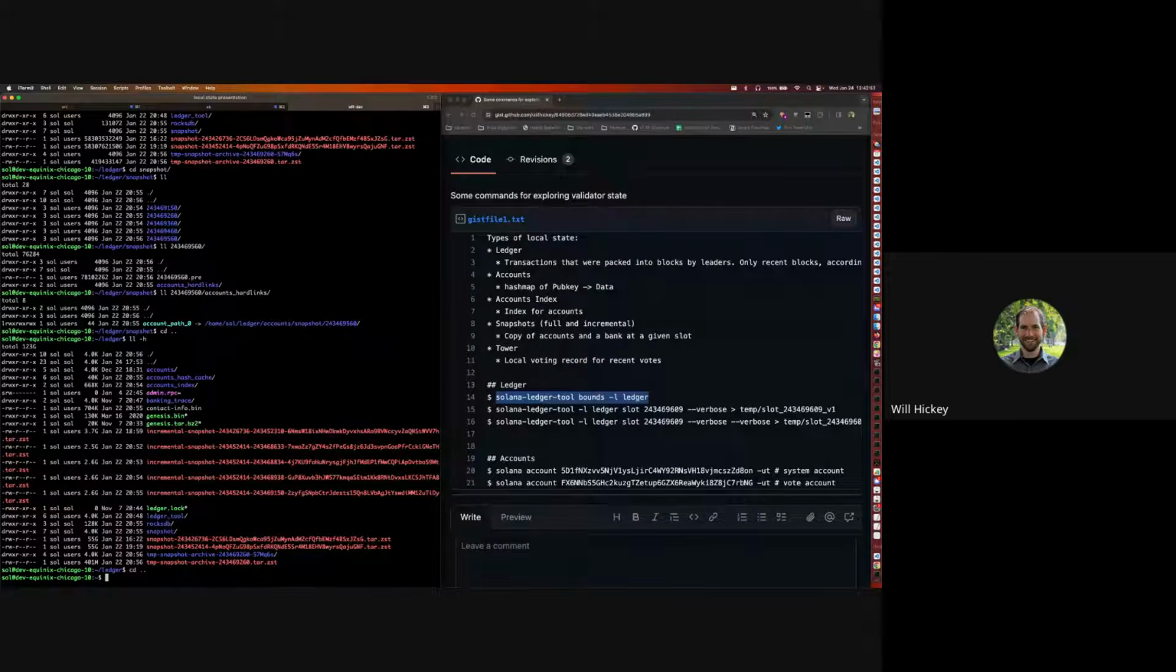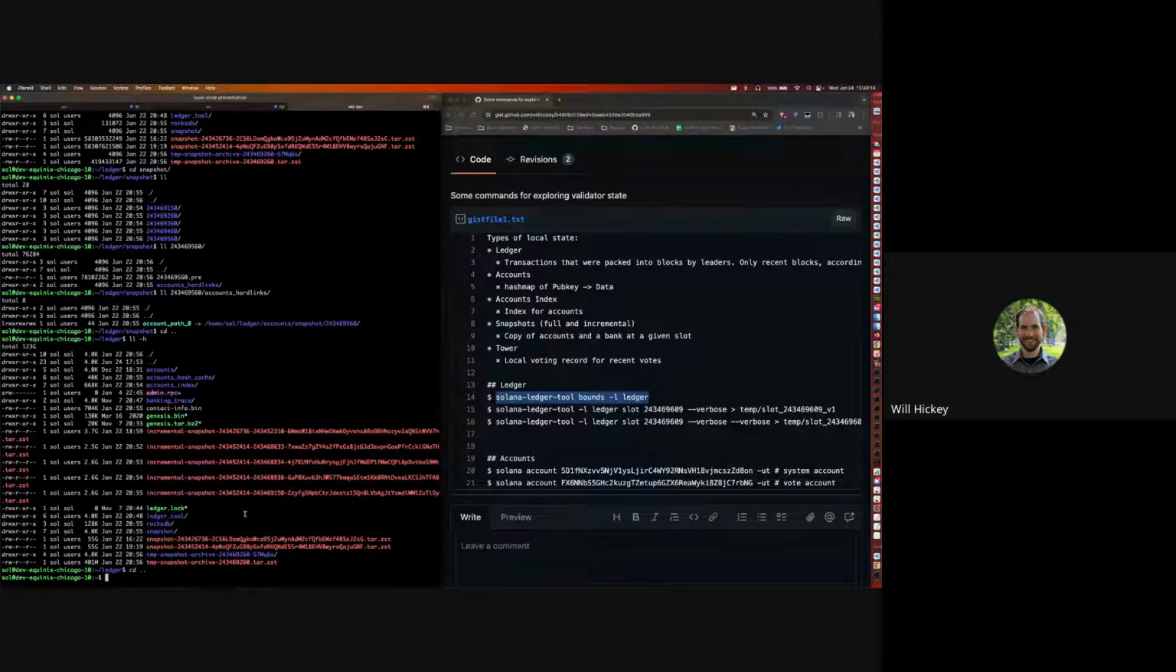Thanks for that. Yes. Don't delete your tower file. You can't get it from somebody else. It's specific to you. I think it has one of your pubkeys in it. I think your node identity key is in the file name. Yeah, don't delete that.